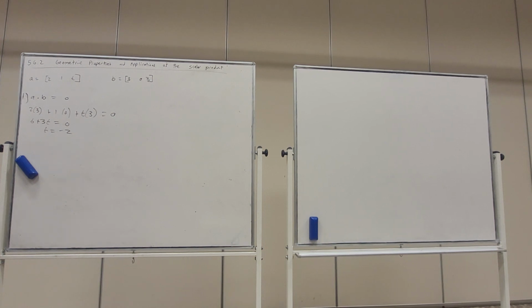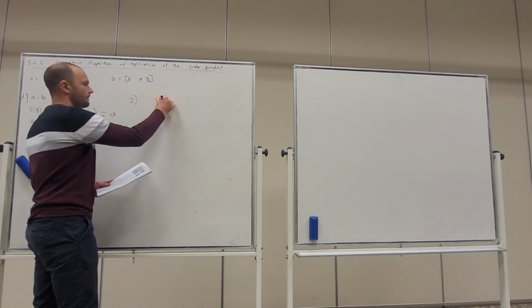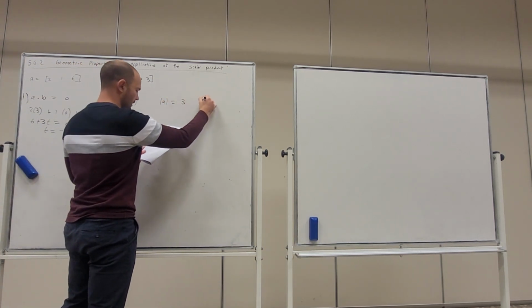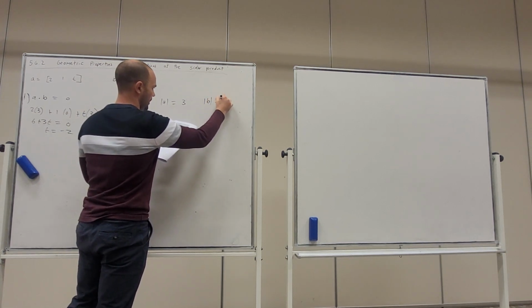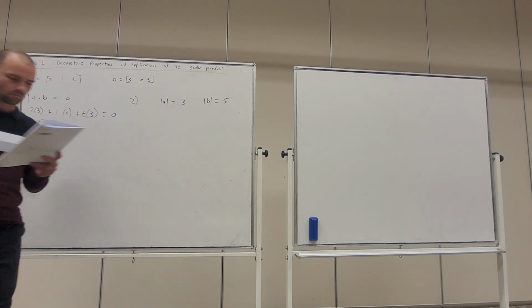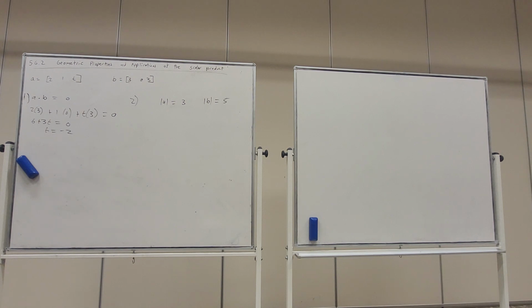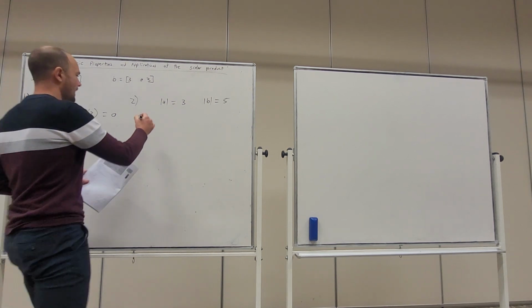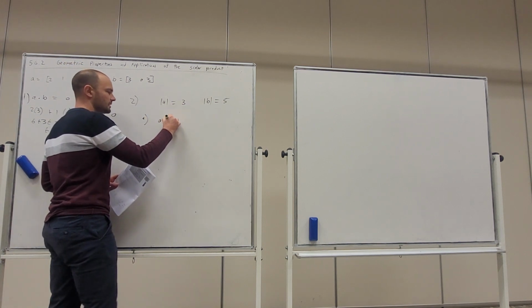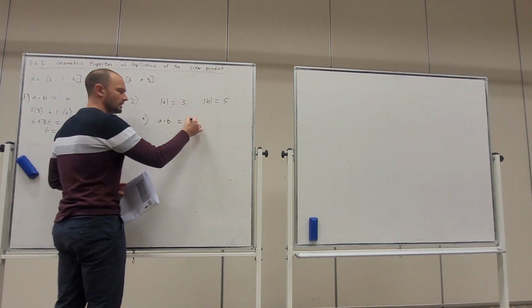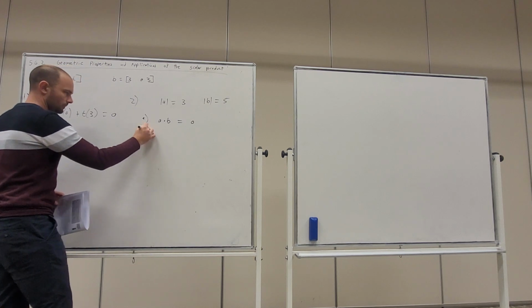Okay, on to the second one. Here we have the modulus of A is 3 and the modulus of B is 5. And we're told to determine what can we know about the dot product of A and B. Okay, so for part A, it doesn't matter what the modulus is, the dot product of A and B, if they're perpendicular, will always be 0.